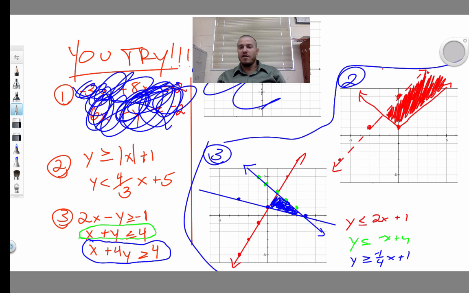So here's a joke for you. What do you get when you cross a cow with an earthquake? Milkshakes!